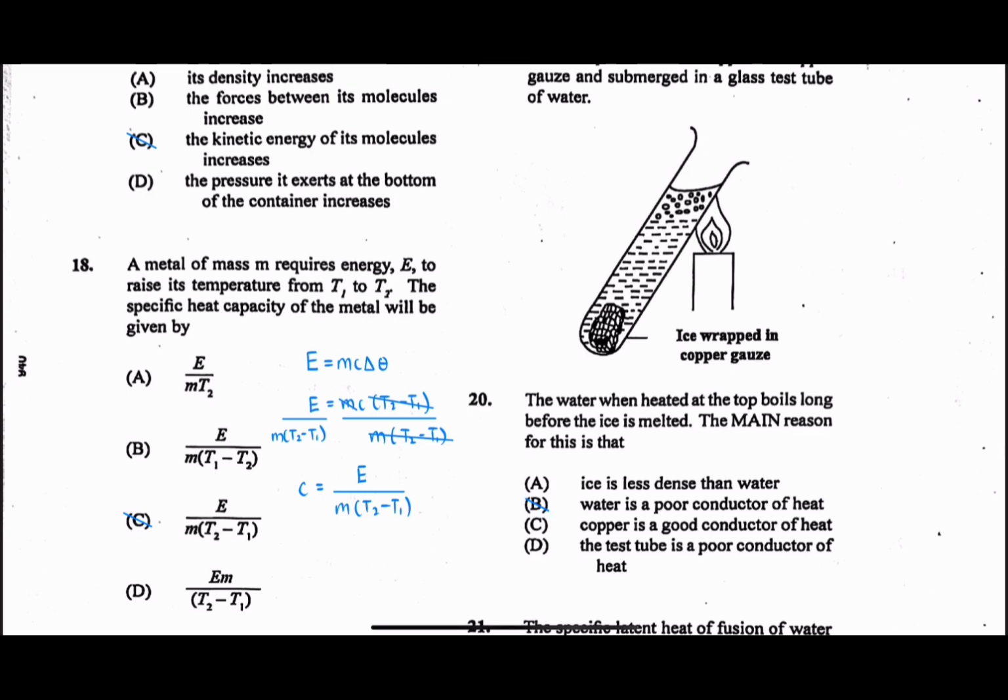Think of it like this, guys. Even if I were to change this glass to like copper, the copper would absorb heat very fast because obviously it's a metal and the top would get hot, but it would still take a while for this to heat up, because the water is not doing a very good job of transferring the heat from the flame to the ice. So that's why the water at the top boils long before the ice is melted.